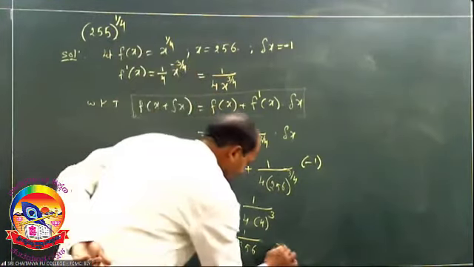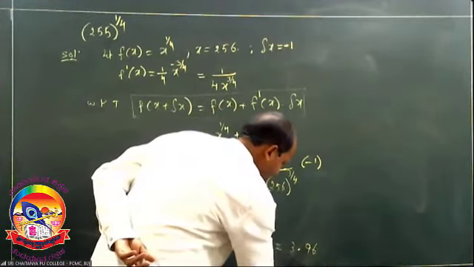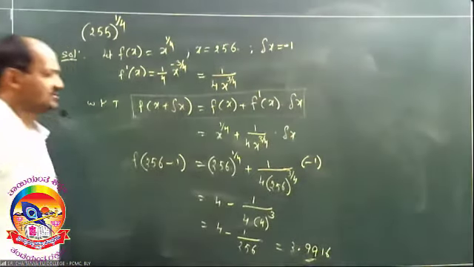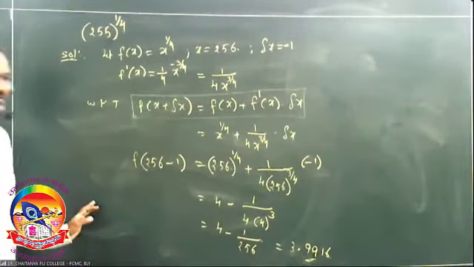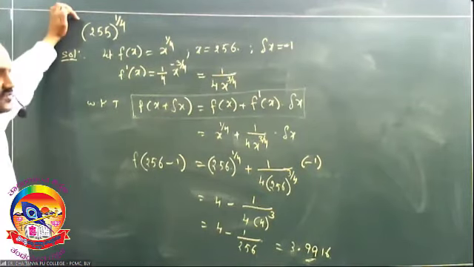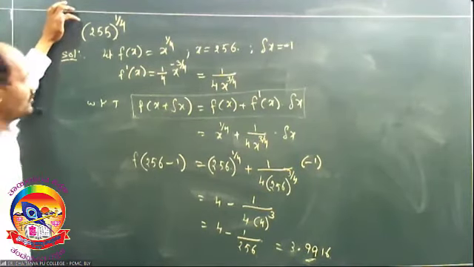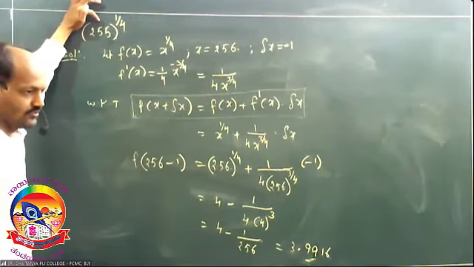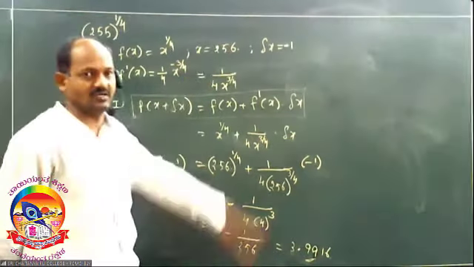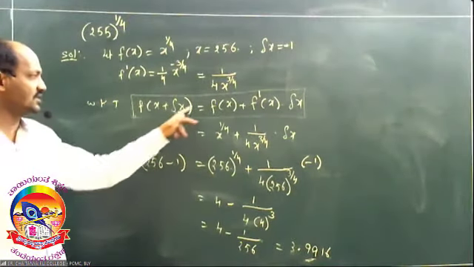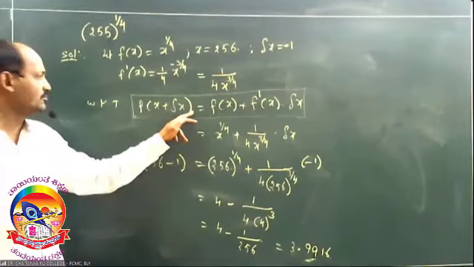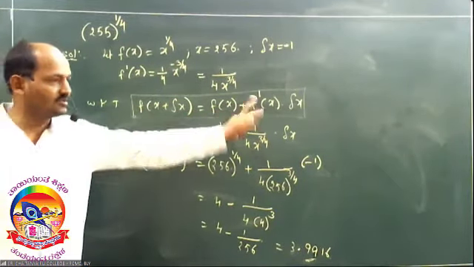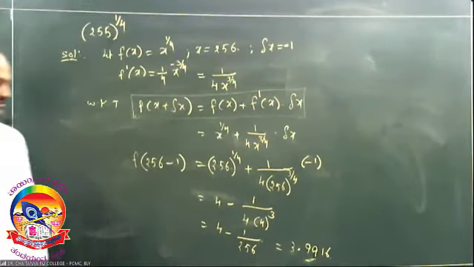We get 3.9916. So by using differentials, don't use calculators. By using differentials, find the approximate value of 255 whole power 1 by 4 up to 3 places of decimals, by using this formula: f of x plus delta x is equal to f of x plus f dash of x into delta x.